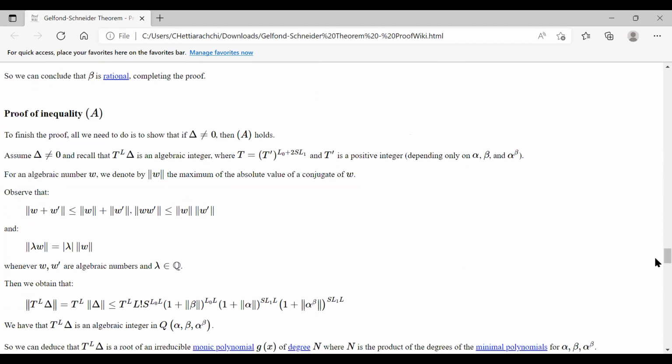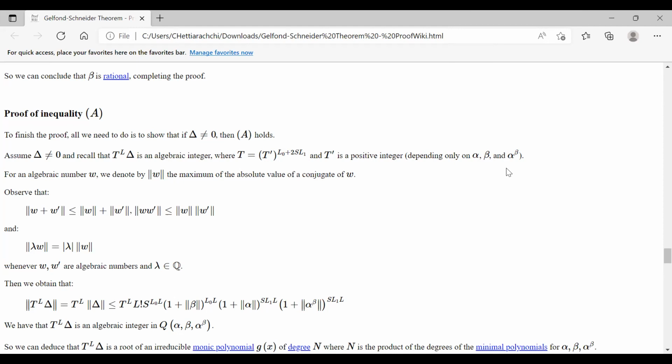Okay, to finish the proof, all we need to do is to show that if delta is not 0, then inequality A holds. So we suppose that delta is not equal to 0. And recall that T^L alpha is an algebraic integer, where T is T prime to the L1 plus 2 L1 L0 plus 2 S L1, and T prime is a positive integer depending only on alpha, beta, and alpha to the beta. They only depend on these three values.